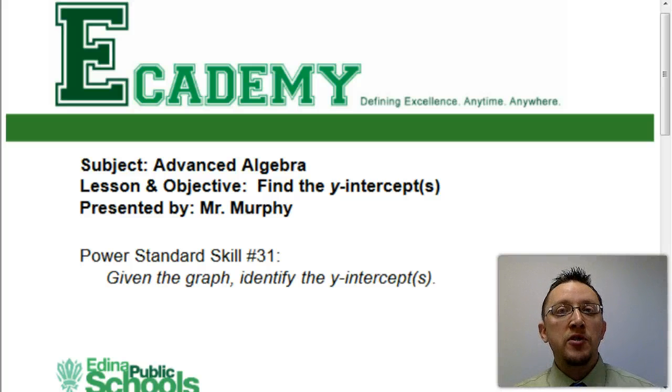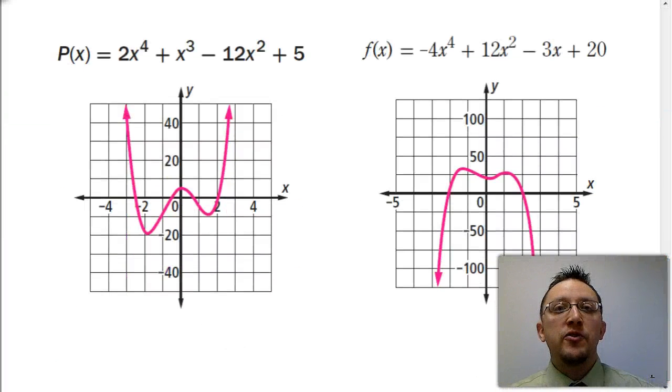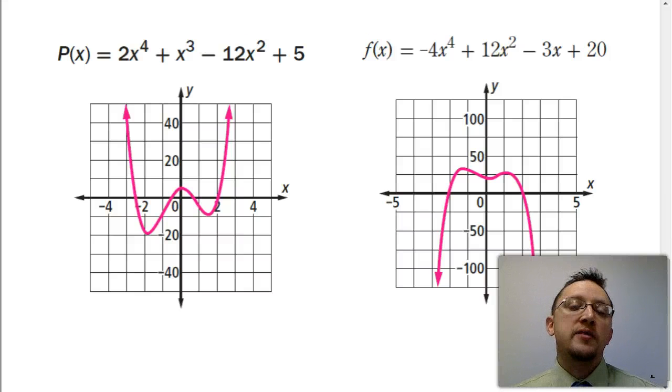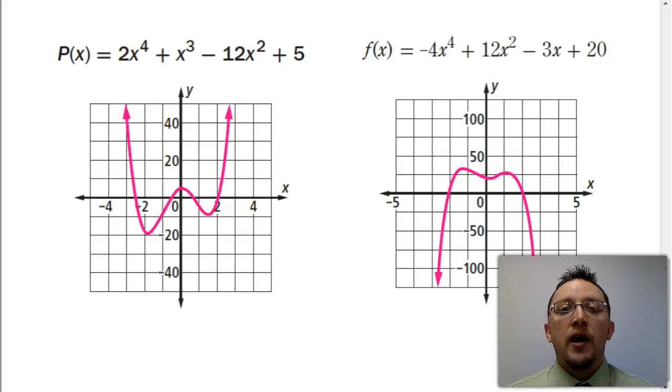Let's look at some examples first of some problems that we'll be seeing as we work on these together and on your own. For example, here on the left you can see this complete graph for the function p of x is 2x to the fourth plus x cubed minus 12x squared plus 5. And we can see the graph here. You can see a number of things. We can clearly see that this graph has some x-intercepts, and you can clearly see that it has a y-intercept.